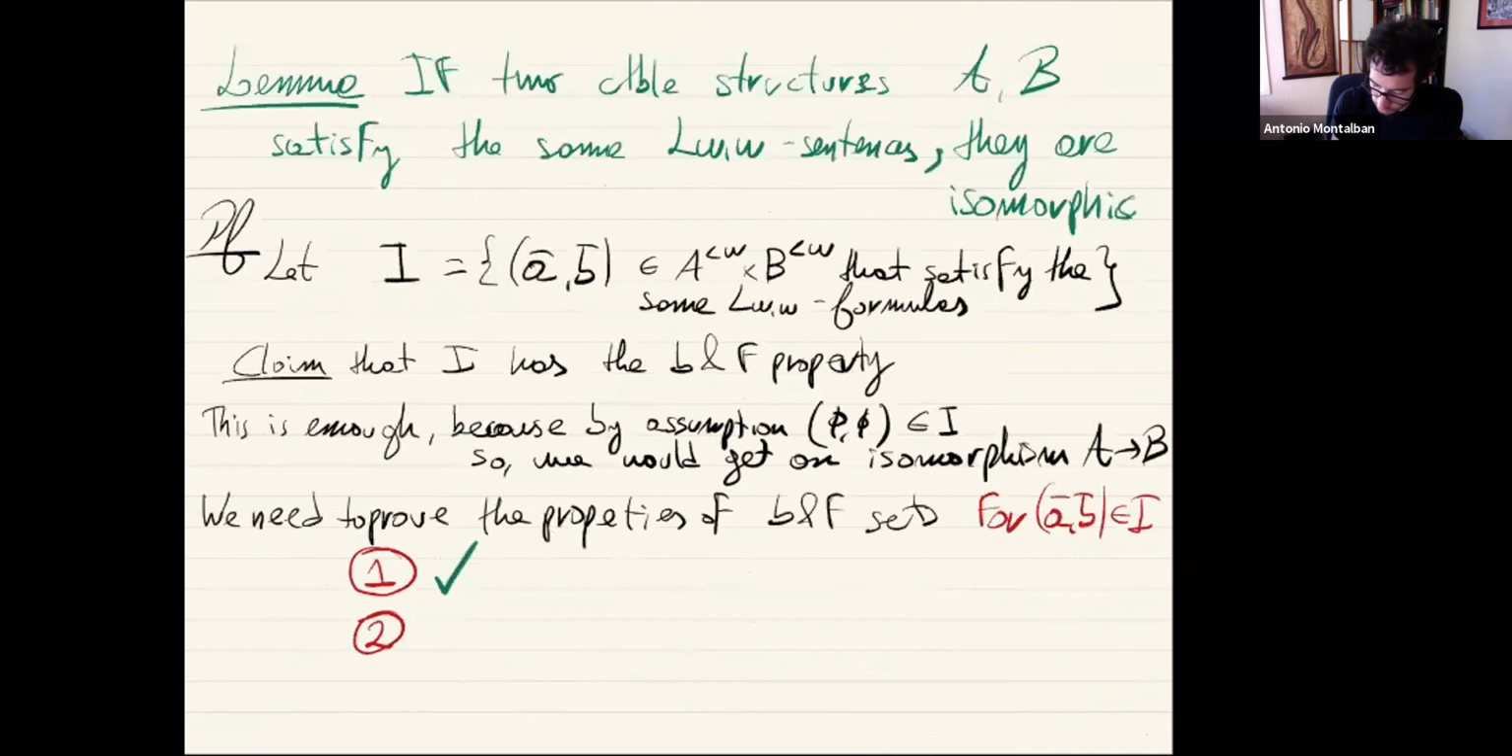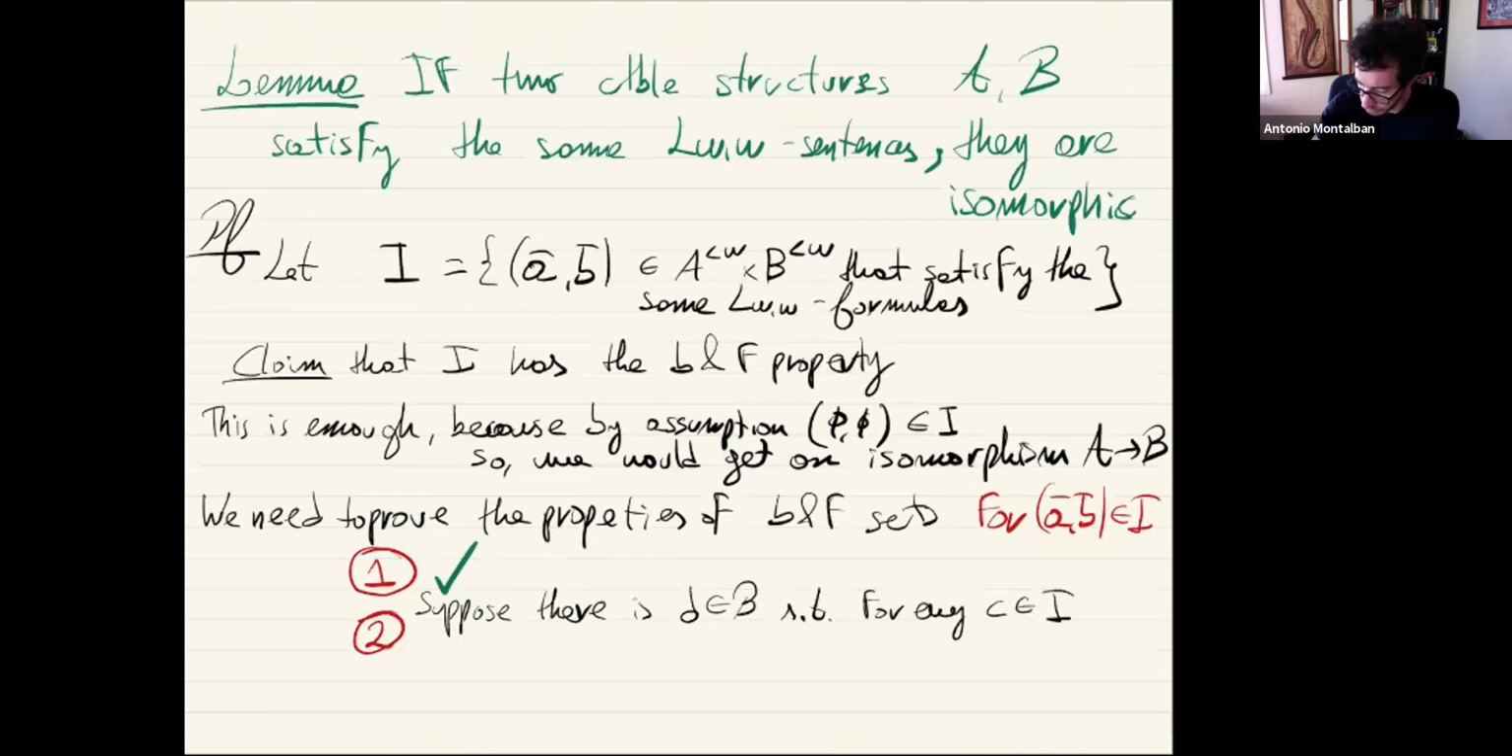So suppose there is a D in B such that for every C in A, the pair AC, BD does not belong to I. Towards a contradiction, we're going to reach a contradiction.